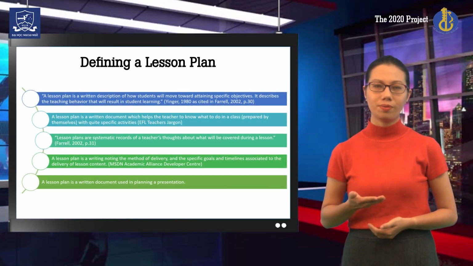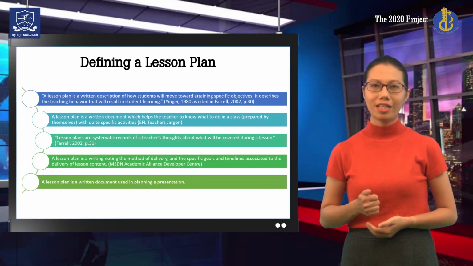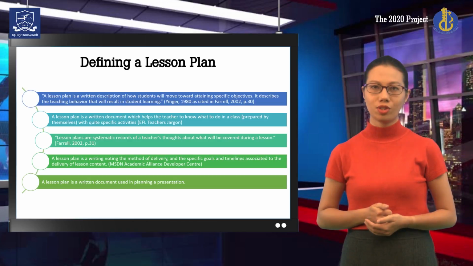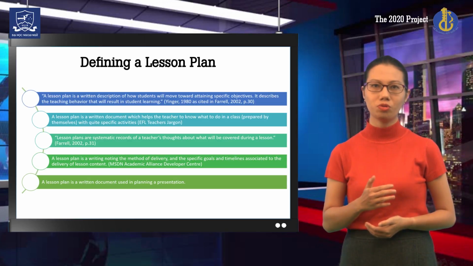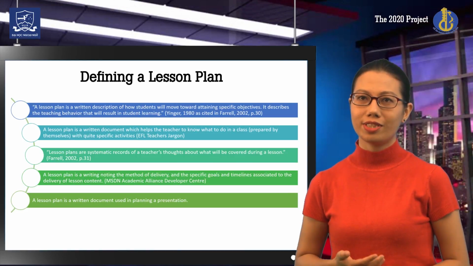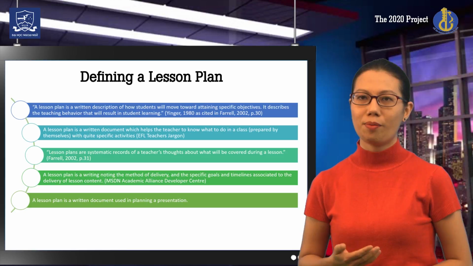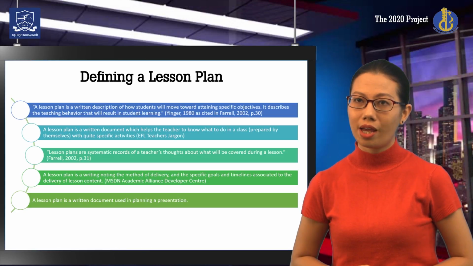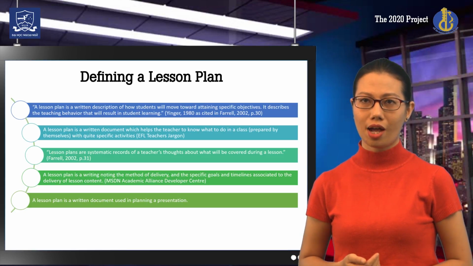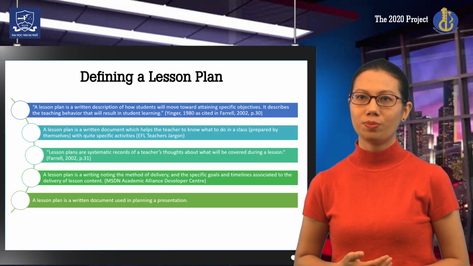On the screen are some definitions of a lesson plan. Number 1. A lesson plan is a written description of how students will move toward attaining specific objectives. It describes the teaching behavior that will result in students' learning. Number 2. A lesson plan is a written document which helps the teacher to know what to do in a class, prepared by themselves, with quite specific activities.